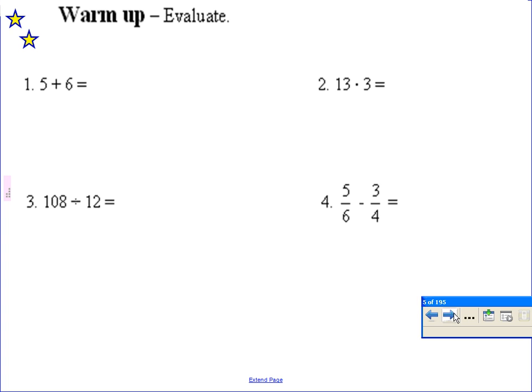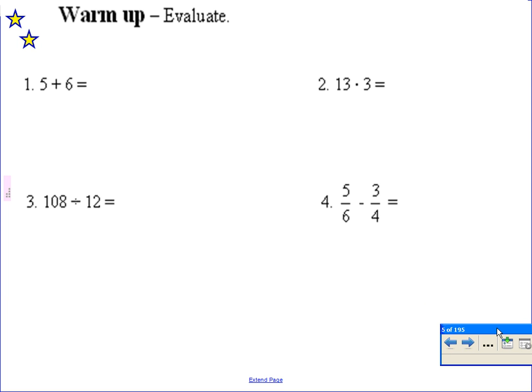Okay. All right, so let's do this together. This is just, I call it a warm-up, but really this is just the intro to our lesson. So this is very easy, but we're adding integers. So Sean, what's 5 plus 6? Good job. Adam, what's 13 times 3? Good. Breyer, what's 108 divided by 12?